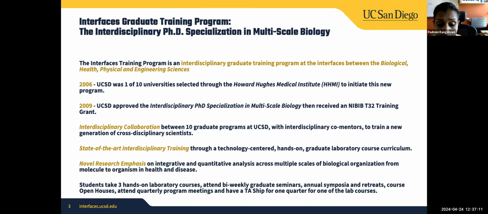To be a part of this specialization, students take 3 hands-on lab courses. There are bi-weekly graduate seminars, which have been some of my favorite talks I have gone to on campus, actually. And there is an annual symposium, and there are many opportunities to get to know the community that makes this program. There is a TA-ship requirement for one of the lab courses, and even if you're not sure in the moment whether that is something you've thought about or want to do, I can tell you that all the students who've done it have really enjoyed TAing for this specialization.